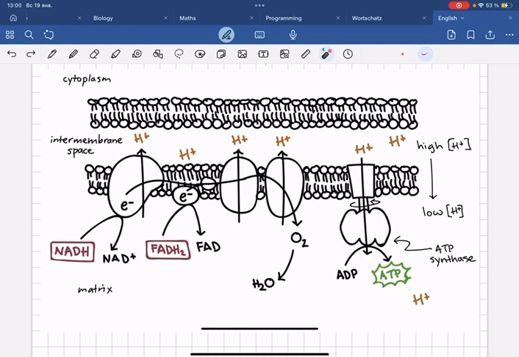In summary, the electron transport chain is the central part of aerobic respiration that generates ATP, the cell's primary energy currency, by utilizing energy from high-energy electrons and creating a proton gradient that drives ATP synthesis.